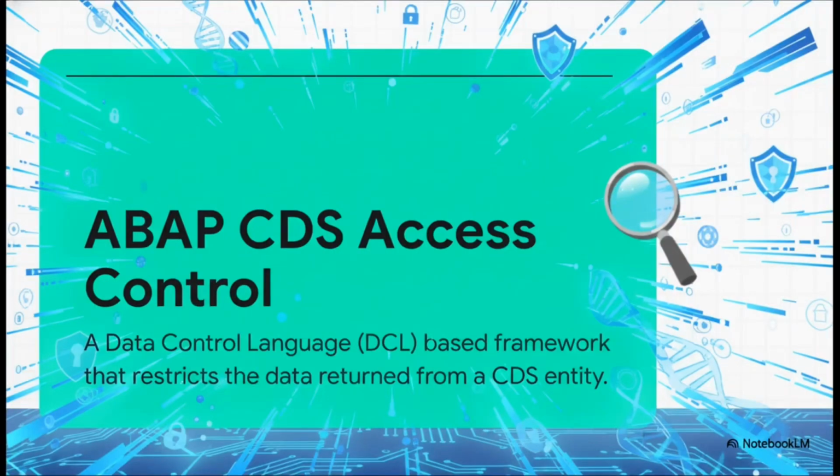So here's the big idea. Instead of you, the developer, having to remember to call an authority check every single time, the system now does it for you. It's implicit. It's automatic. It happens every single time that data is accessed with ABAP SQL. The security becomes part of the data's DNA. This is huge because it means you write the rule once, in one place, and it's enforced everywhere, automatically.